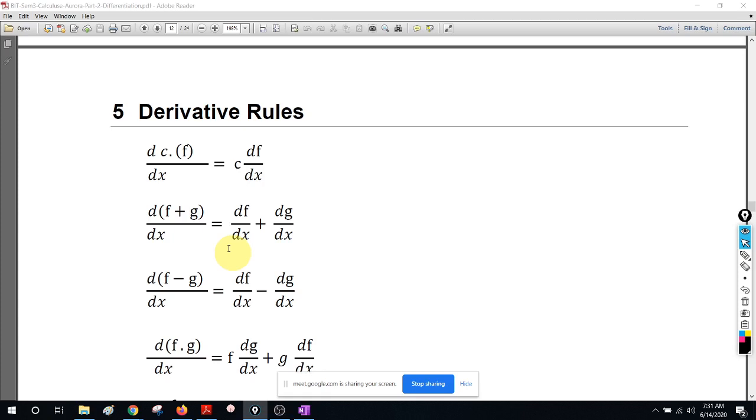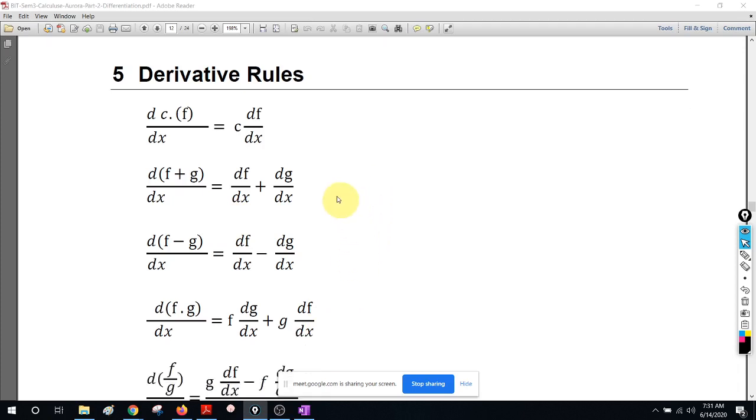So there are some derivative rules, right? We can use those rules to calculate some derivatives, right? So those rules we are going to use. So the first rule is, if you have a constant times a function, you can just take out the constant and do the differentiation, right?